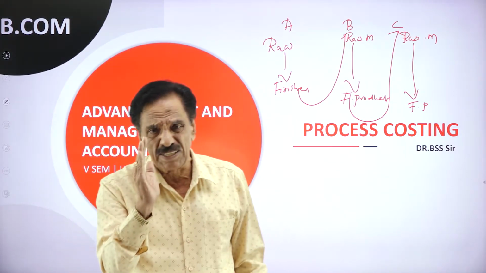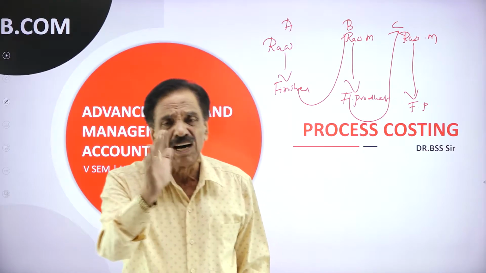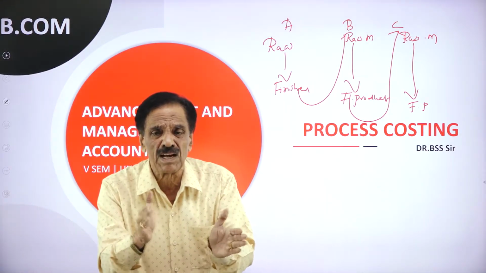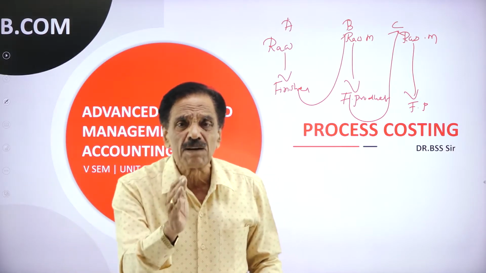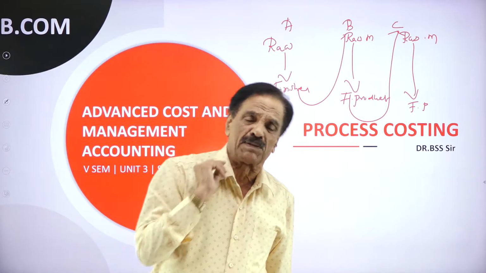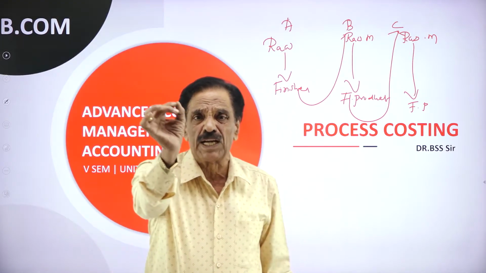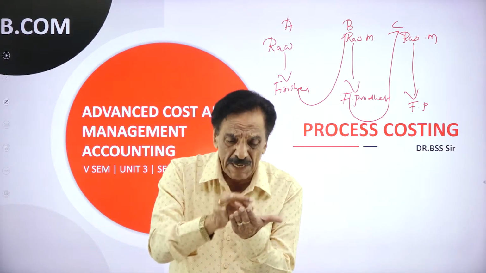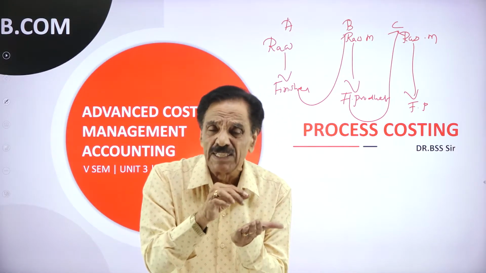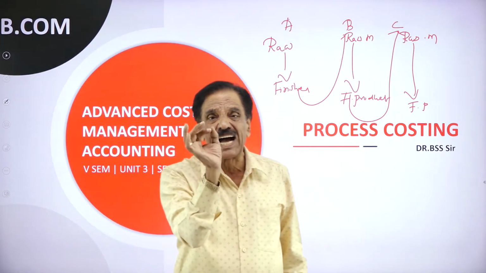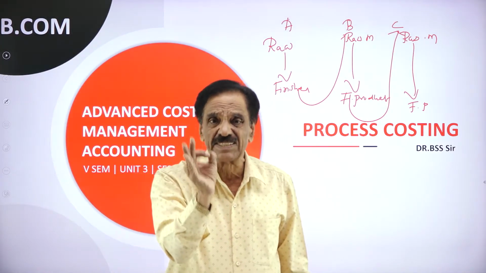There are two losses. One is called normal loss, another is called abnormal loss. Normal loss is regular loss which cannot be avoided. What is abnormal loss? You put the total input about 1000 units. The normal loss, about 10%, cannot be avoidable. 10% of 1000 is 100. The difference is 900. That is actual output we require. That is the standard.